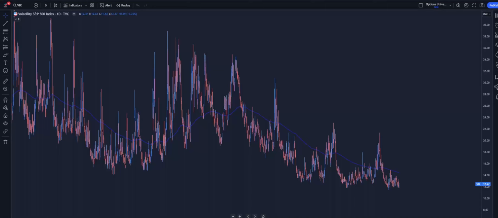A lot of people incorrectly assume that the VIX and the S&P are permanently inversely related, meaning when the VIX goes up, the S&P goes down. When the S&P goes up, the VIX goes down. Although, for the most part, that is usually what happens, that is not necessarily always the case, and it doesn't always happen that way.